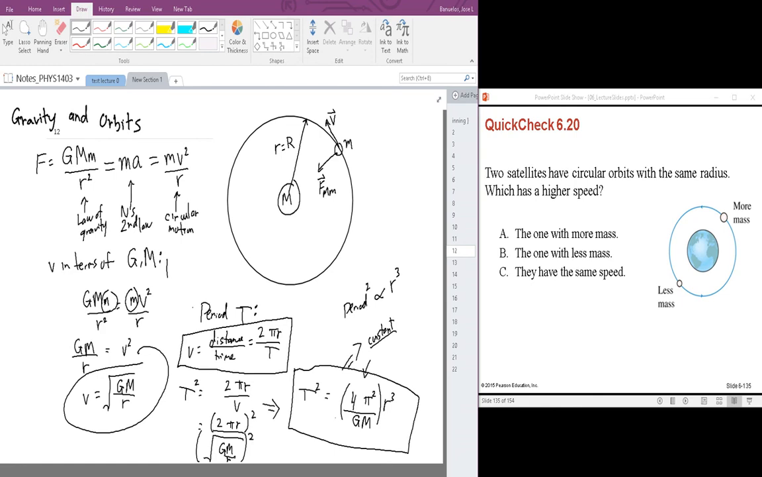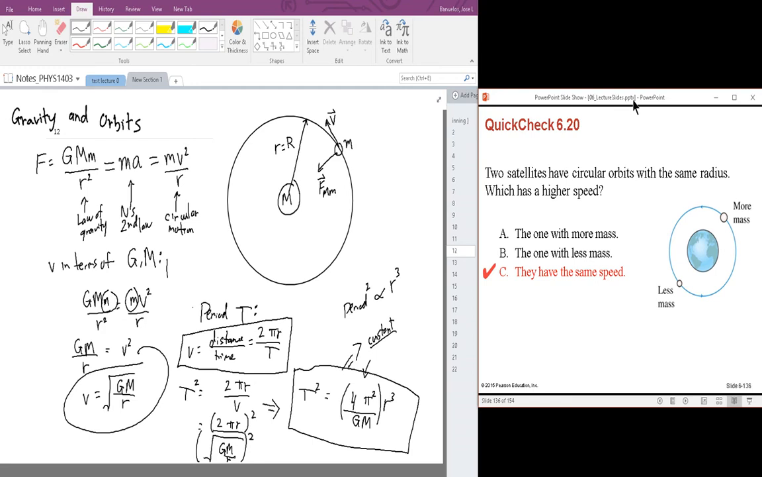Now the question is, well, are they going to have a different time? Well, if you look at the expression for time, what does it depend on? It does depend on the mass of the larger object, meaning the Earth in this case, but it doesn't depend on the mass of the satellites. So because of that, they're going to have exactly the same period, which means that in the expression for the velocity, they're going to have the same speed. Okay? So just take into account, we care about the radius and we care about the period.